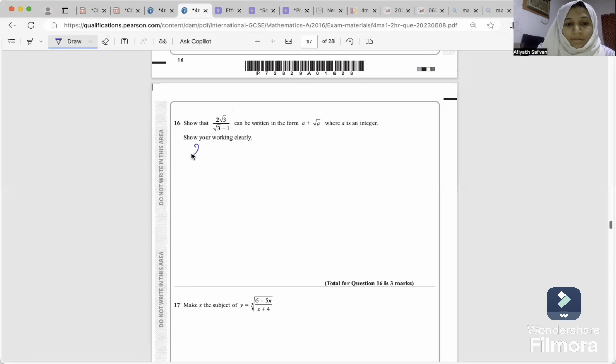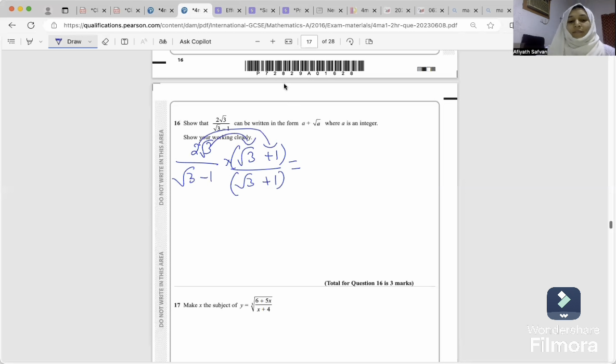All right. So let's rationalize the denominator, root 3 minus 1. Let's rationalize this as just put the opposite signs and multiply on both of the sides, the numerator as well as the denominator, and you need to multiply 2 root 3 with the positive 1.